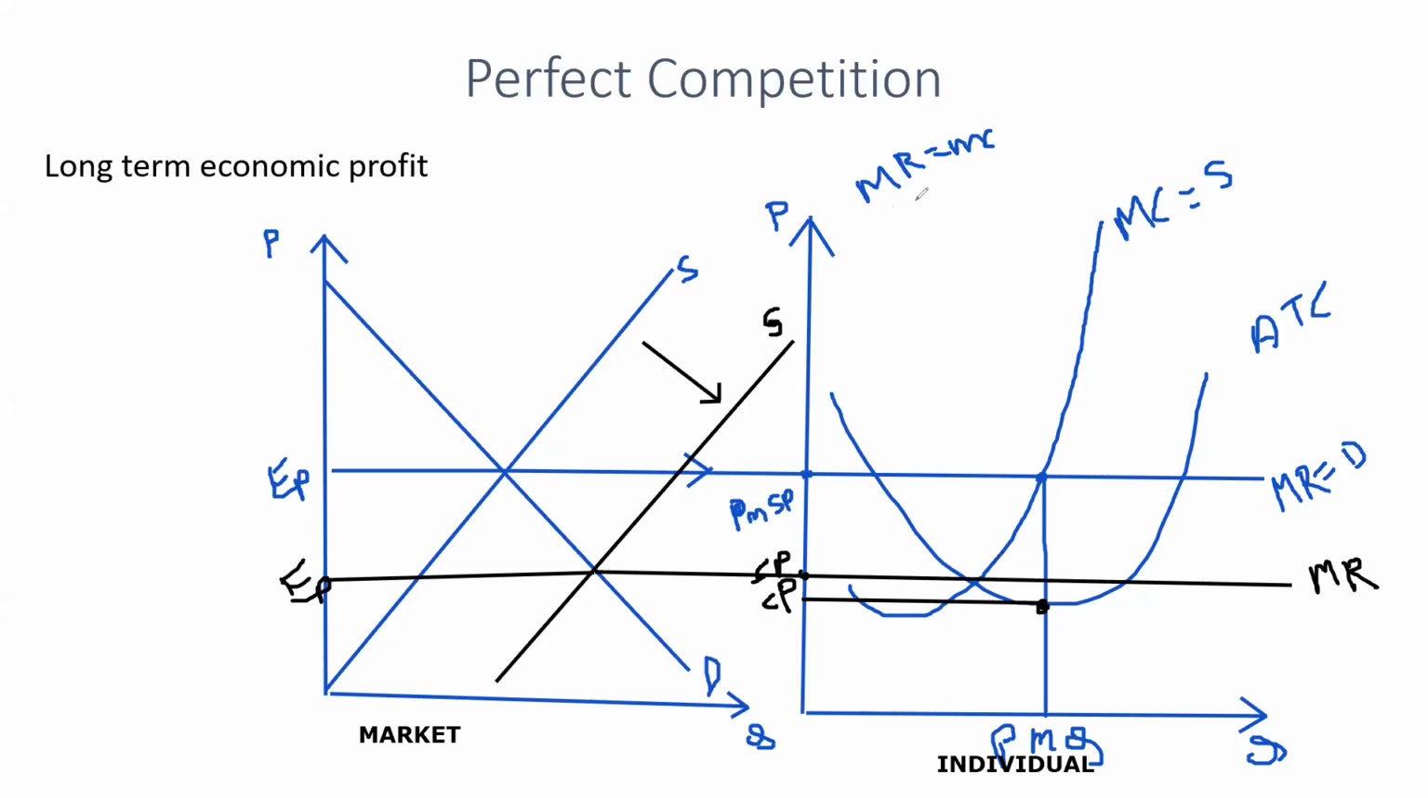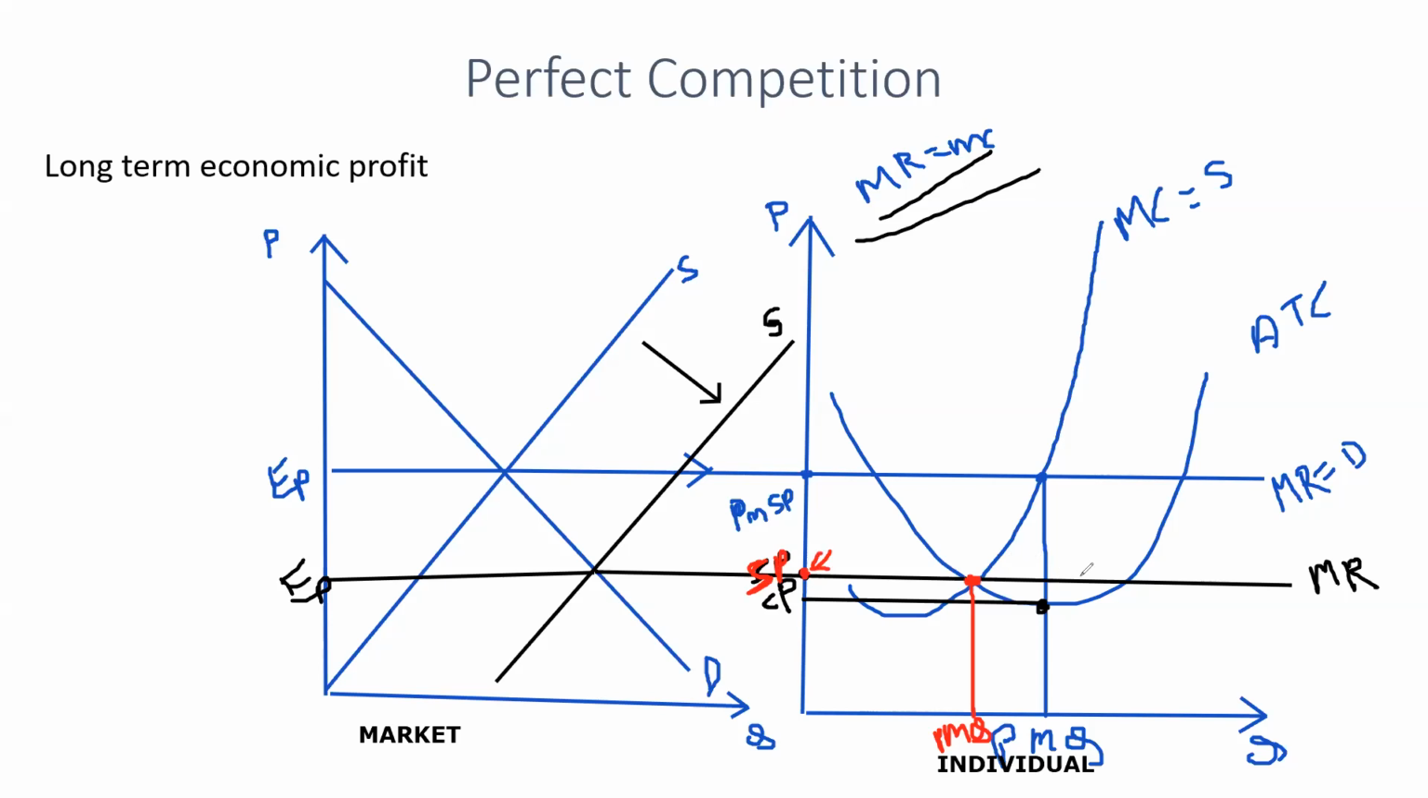Now, what is the rule? Profit maximization happens where MR is equal to MC. This is my MC. This is my MR. So where are they meeting? My MR and MC are meeting here. Okay, so this becomes my new profit maximizing output. And this becomes my profit maximizing selling price, isn't it? This one here becomes the profit maximizing selling price.